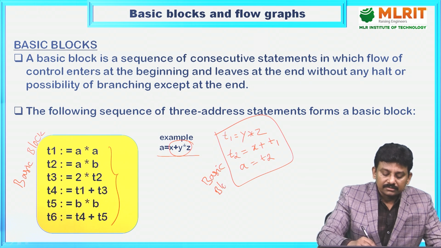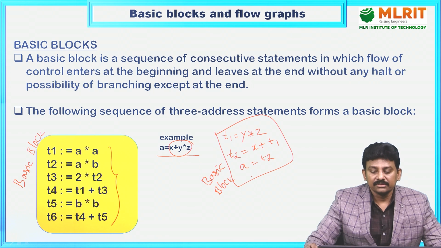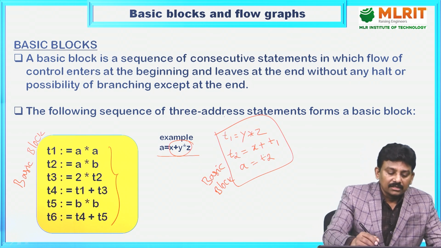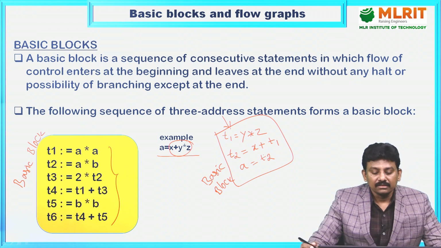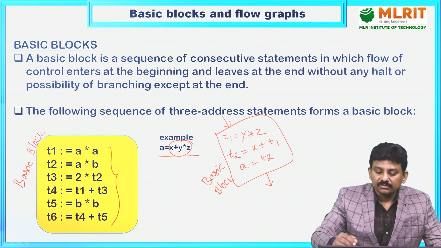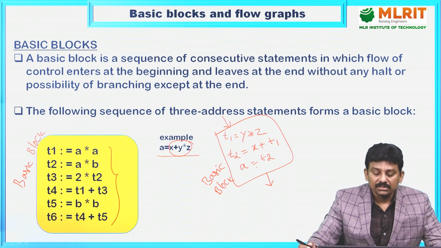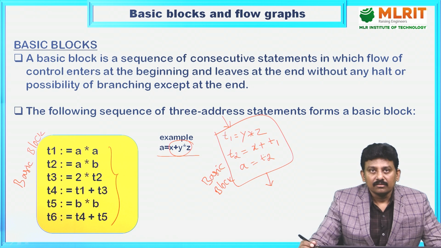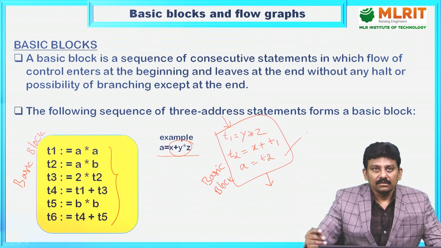A basic block is a sequence of consecutive statements in which the flow of control enters at the beginning and leaves at the end without any halt. There are no conditional or unconditional statements in the middle of the basic block; a conditional or unconditional statement like goto will appear only as the last statement in the basic block.